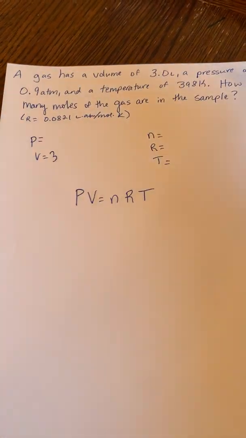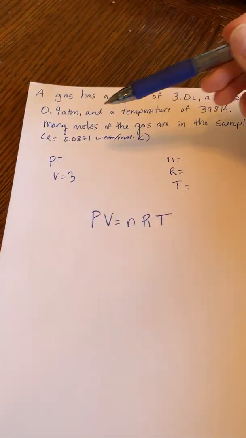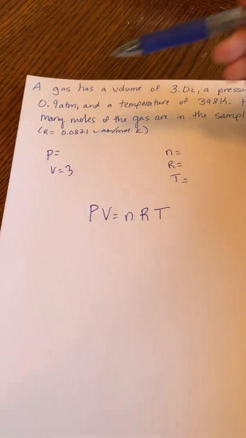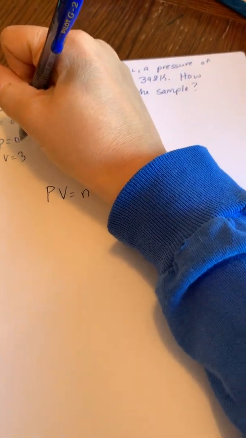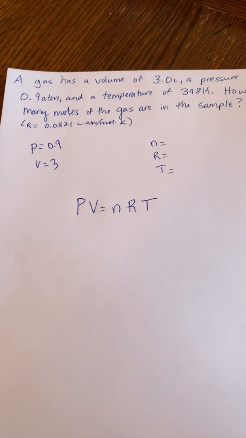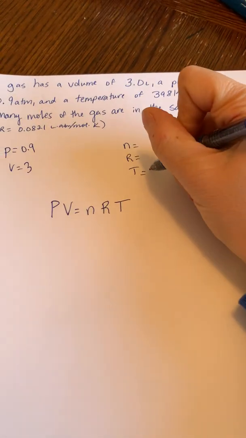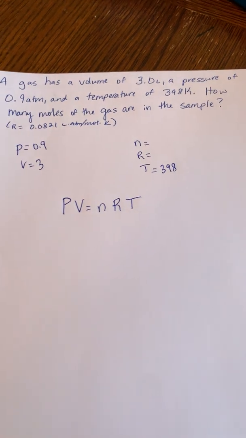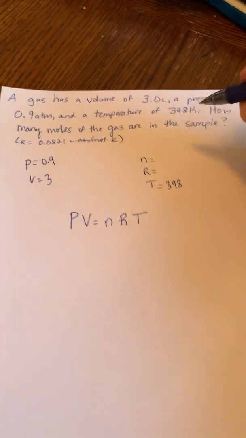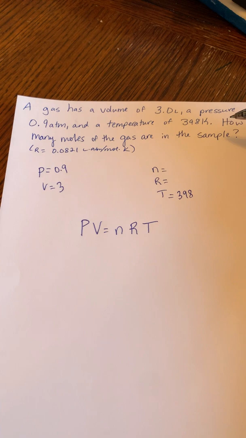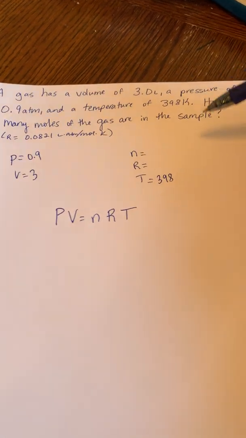3.0 if you want, but it's the same. A pressure of 0.9 atm. So that means pressure is 0.9. And a temperature of 398 K, which means T is 398. Okay. I'm not given N or R so far. How many moles of the gas are in the sample?